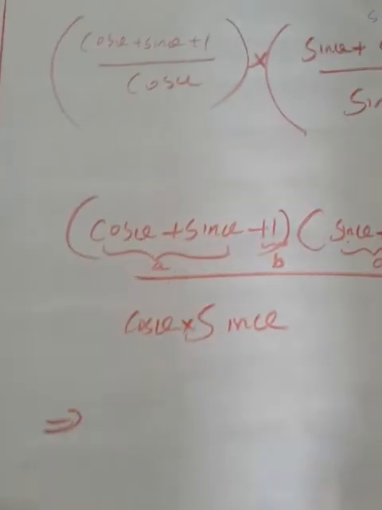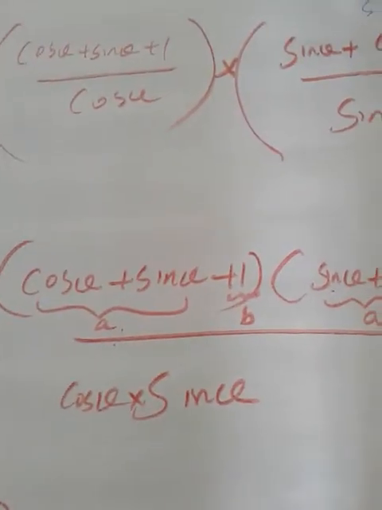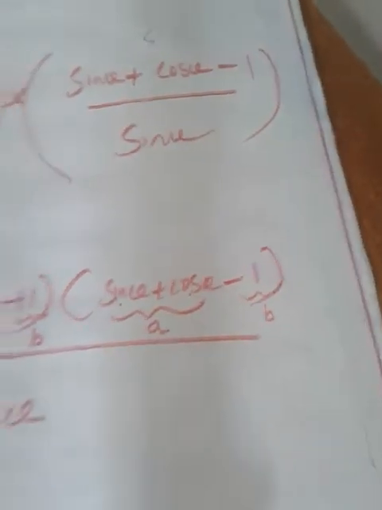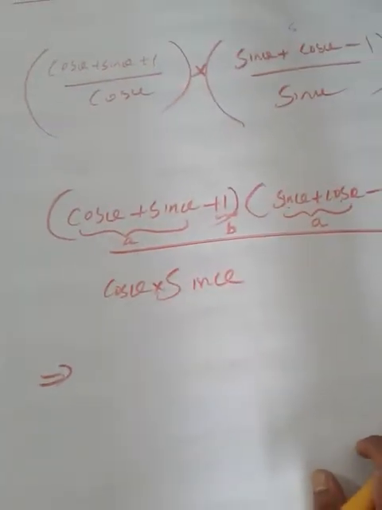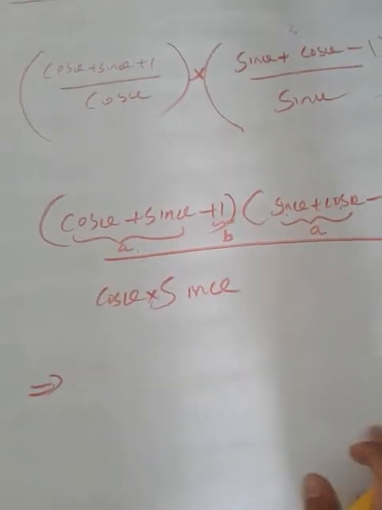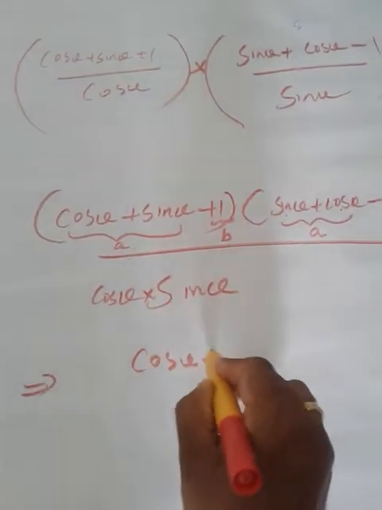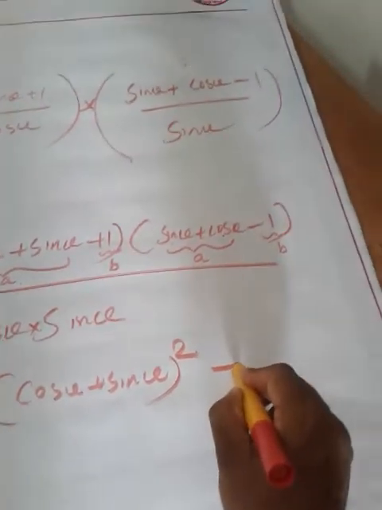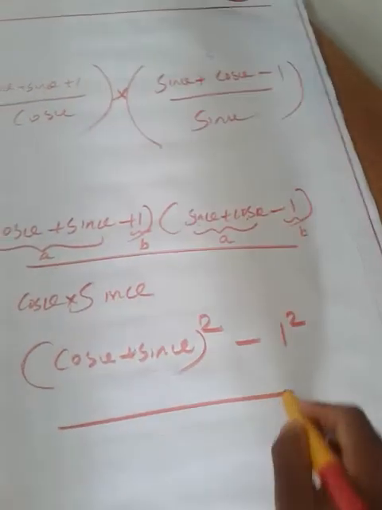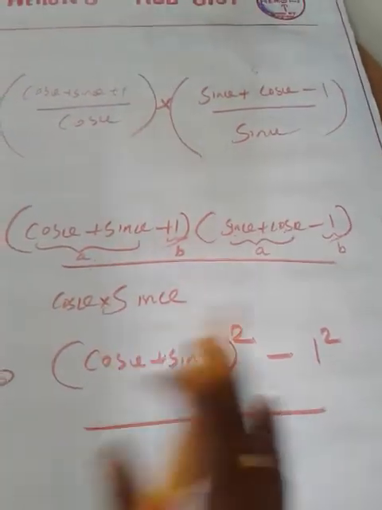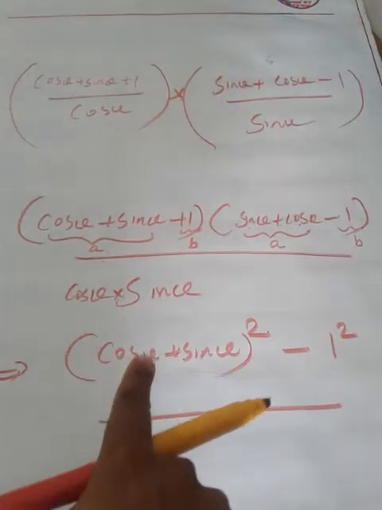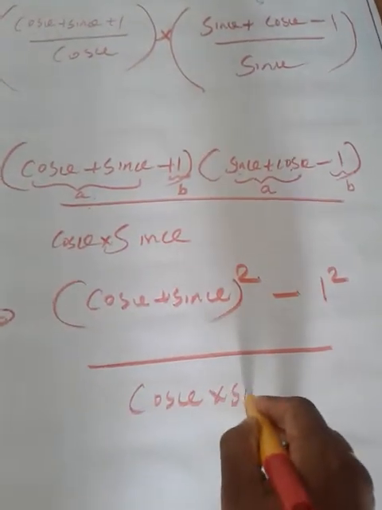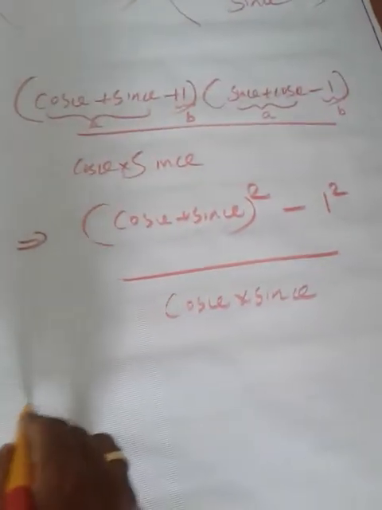Once again, if you consider cos theta plus sin theta as A and 1 as B, now it becomes the form A plus B into A minus B. What is A plus B into A minus B? A square minus B square. So here A is nothing but cos theta plus sin theta. So A square becomes cos theta plus sin theta whole square, minus B square, and B is 1 here, so B square becomes 1 square. Since it was in the form A plus B into A minus B, we can convert it into A square minus B square. And the denominator is cos theta into sin theta. No change. You just keep the denominator as it is.